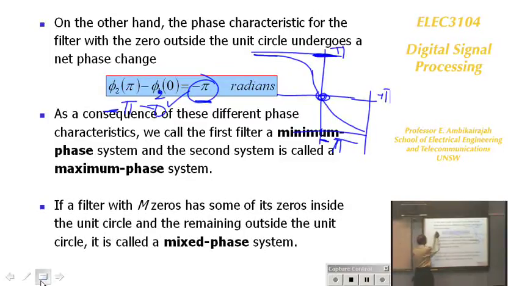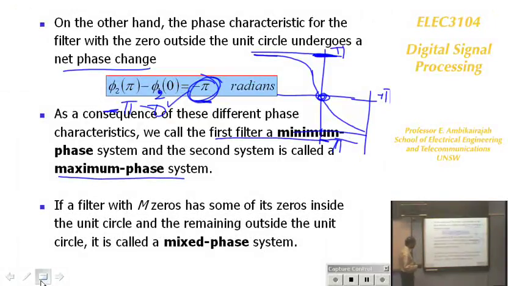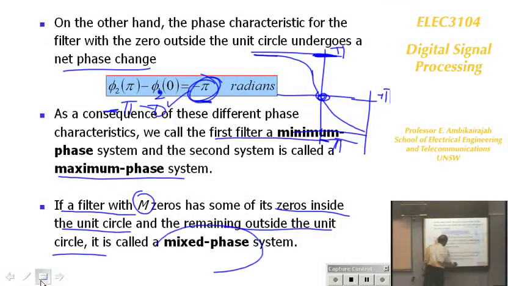So what's the net phase change? That's what we are trying to find. What is the net phase change it goes through? In this case, it goes through minus pi radians. As a consequence of these two different phase characteristics, we call the first filter the minimum phase, and the second one the maximum phase filter. So if a filter with m zeros, many zeros, has some of the zeros inside the unit circle and the remaining outside the unit circle, then we call it mixed phase.